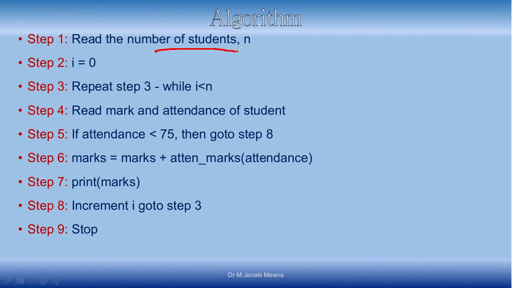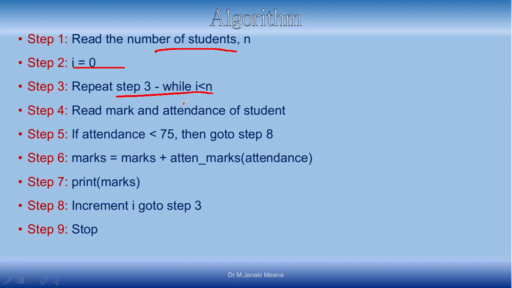First of all, you have to know how many students are there in the class. So get it, and you have a variable to keep the loop in control. This is a loop controlling variable, and you initialize it to 0, and you are going to repeat step 3 to step 8. You have to repeat while i is less than n. Here you read the mark and attendance of a particular student, and you are going to read for n students, so only this repetition is there.